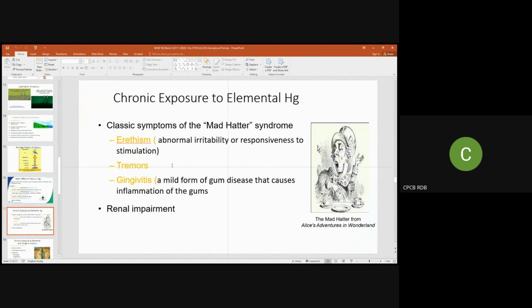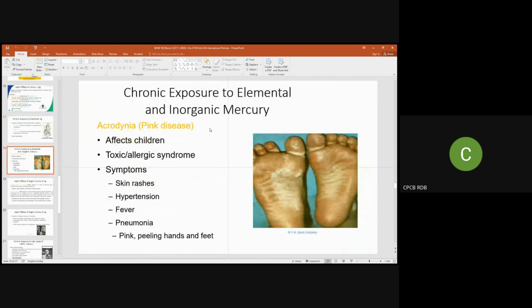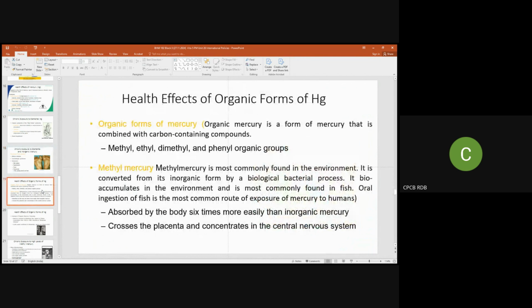It may also cause various impacts, like inorganic mercury causing health effects. It definitely causes various problems. Therefore, health effects of organic forms of mercury are as follows.